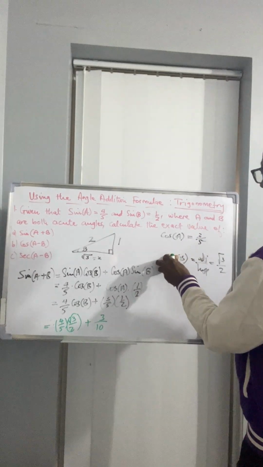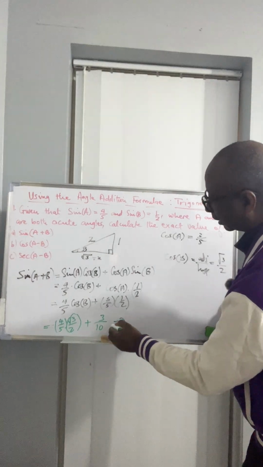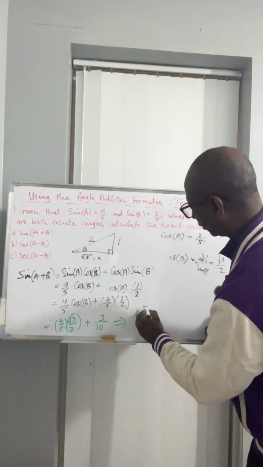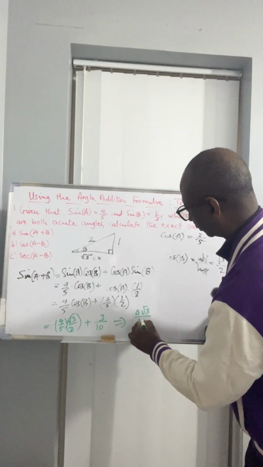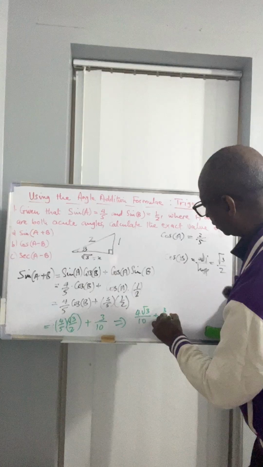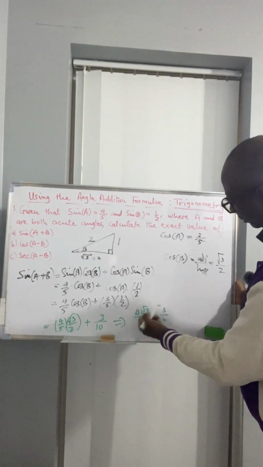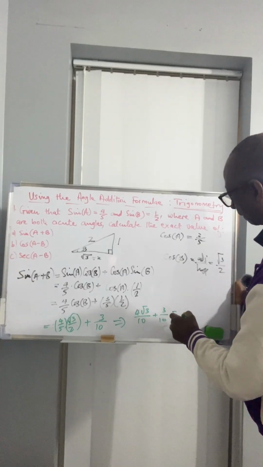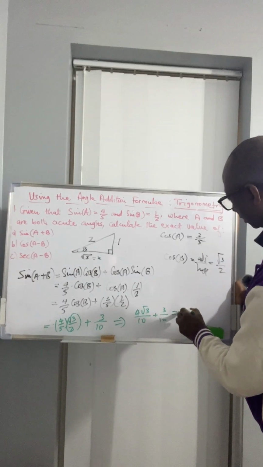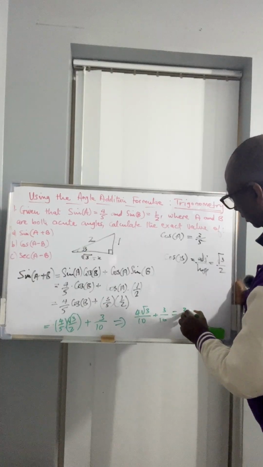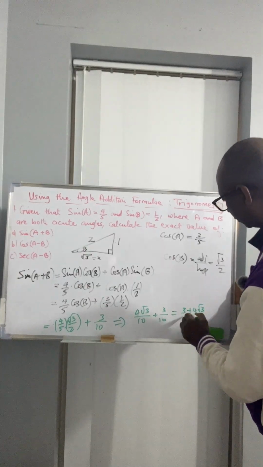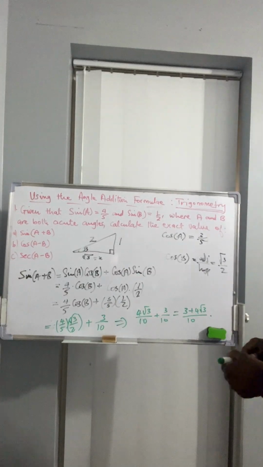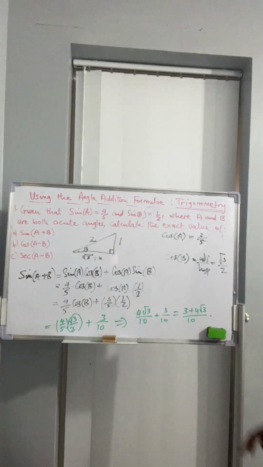Let me simplify. So I bring this problem here. This again, you have 4 root 3, now it's 4 root 3 all over 5 times 2 is 10, plus 3 all over 10. So your final answer becomes 3 plus 4 root 3 all over 10. This is the final answer. 3 plus 4 root 3 all over 10.